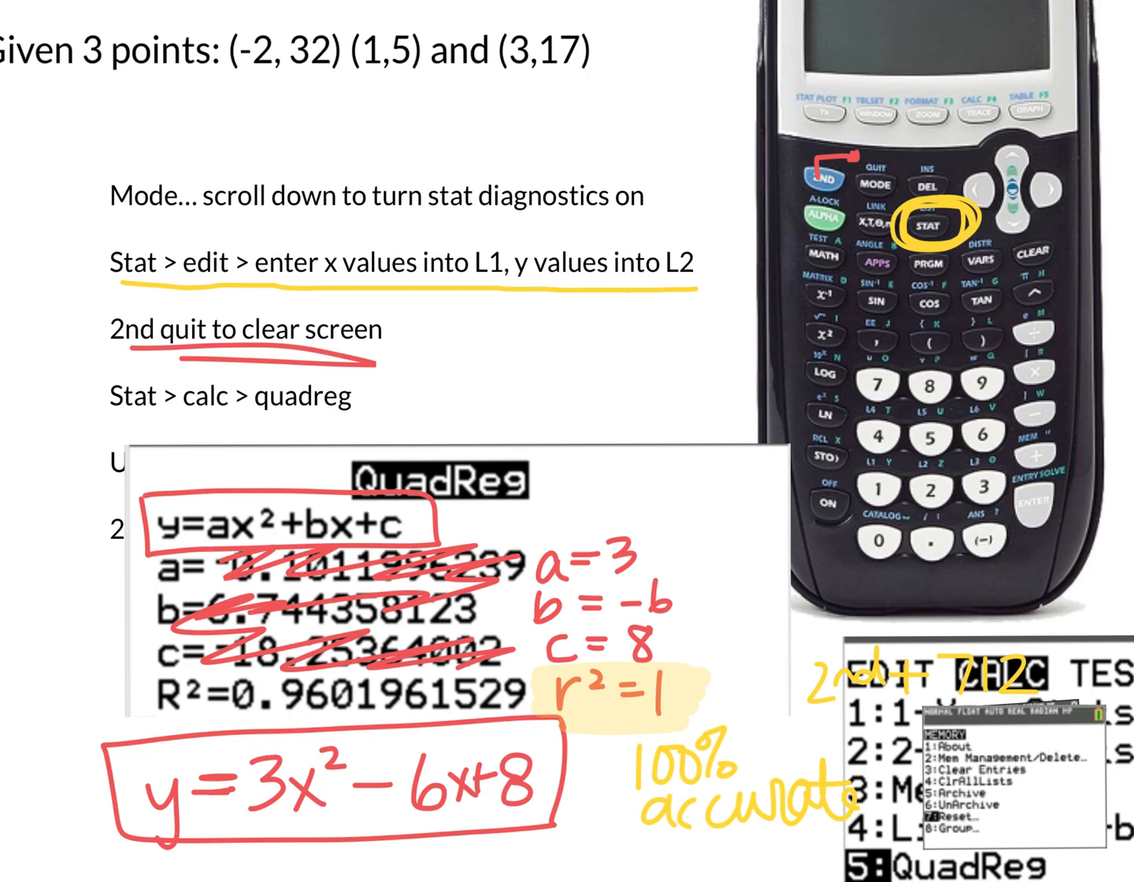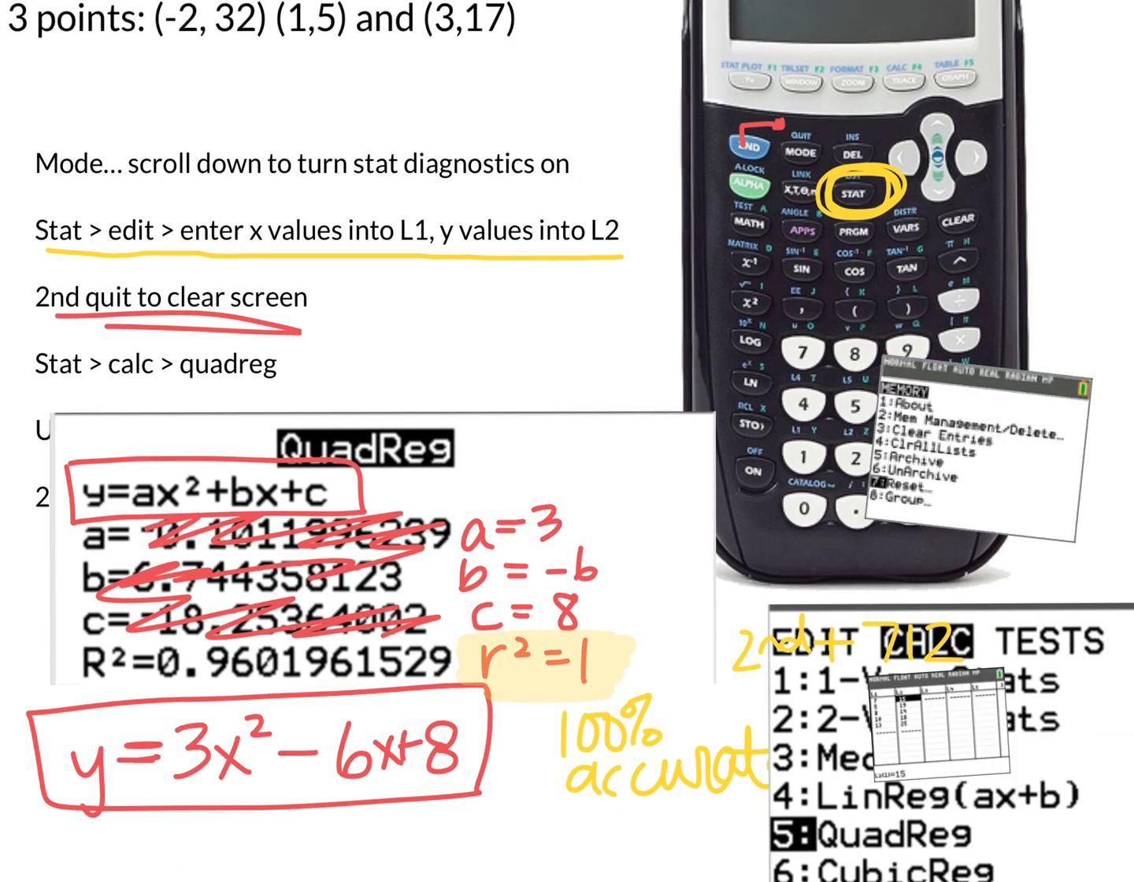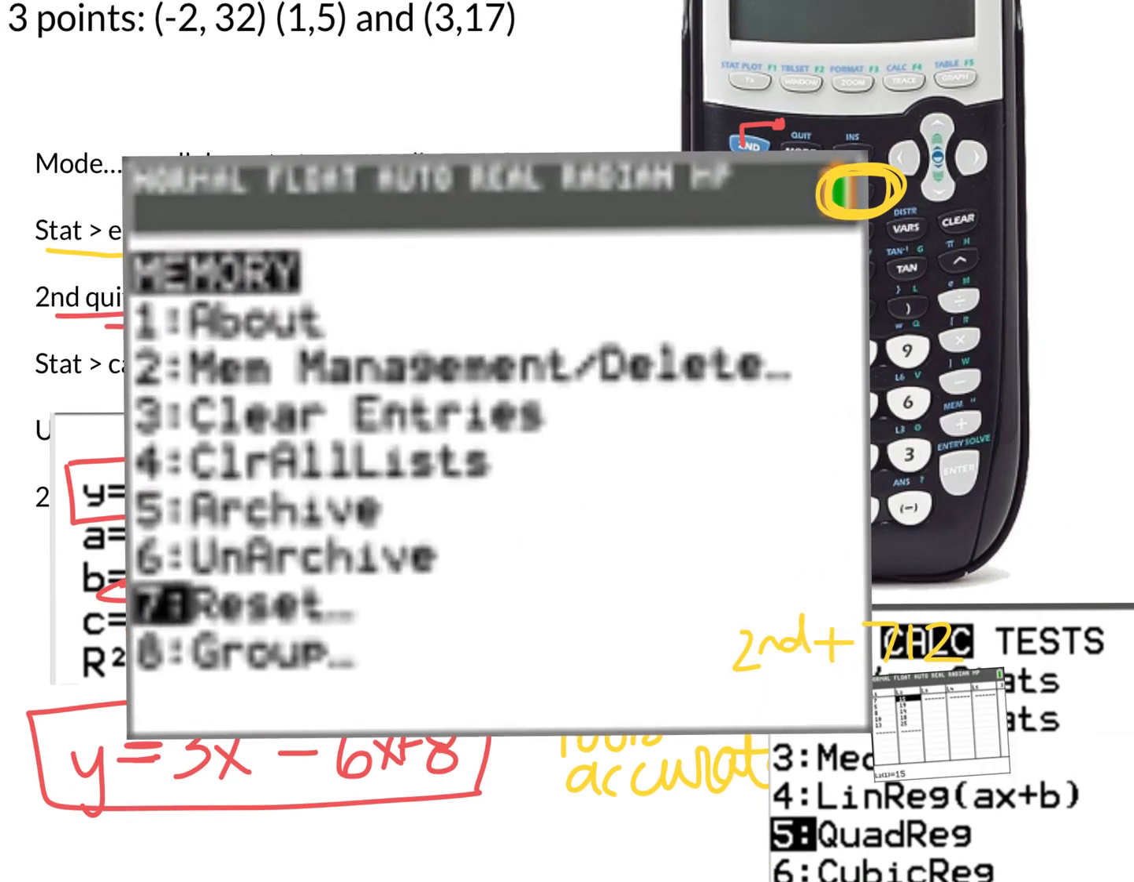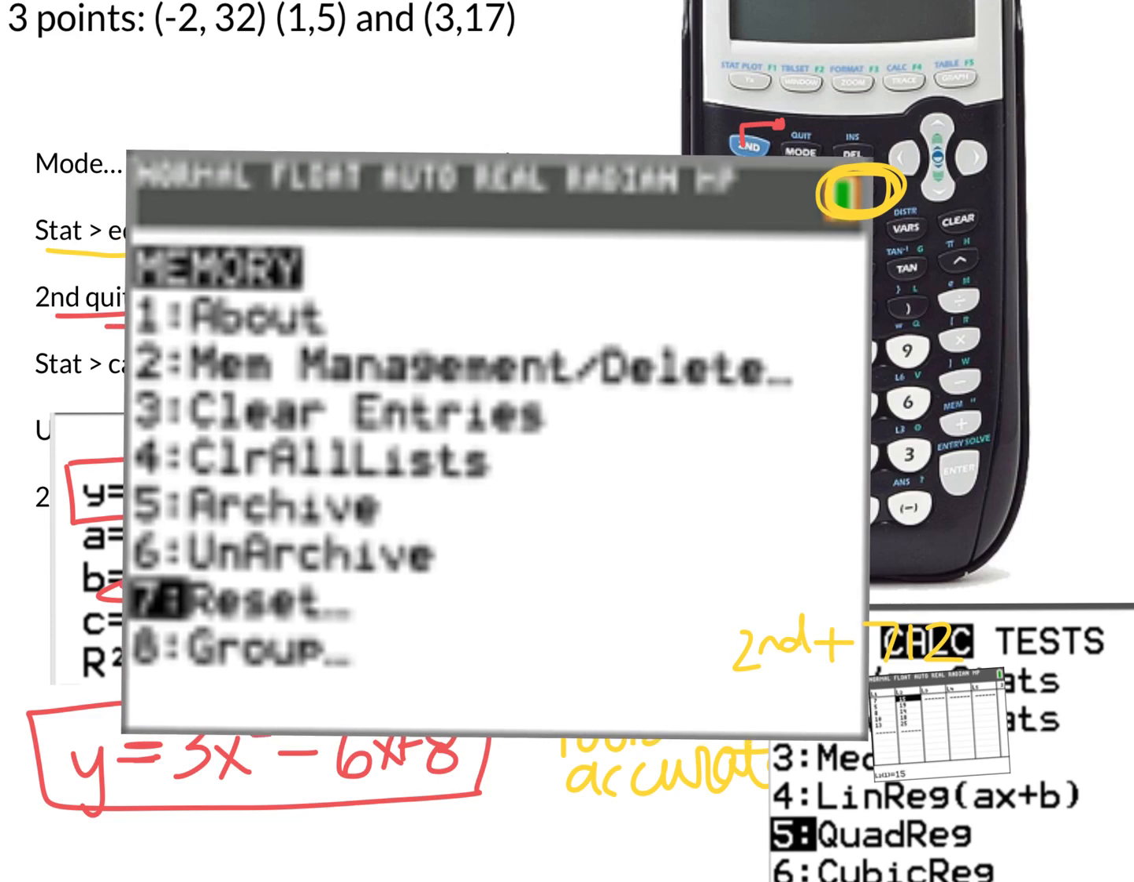All right, and then the last thing you need to know is how to clear your list. Sometimes you don't want to clear all the settings in your calculator, you just want to clear the list. And so to do that, we're going to go back to that second plus sign menu for the memory. And this time we want to choose option 4, which is clear all lists. And that will just clear your inputs, but it won't clear any of your other settings, which is what you need in this instance.